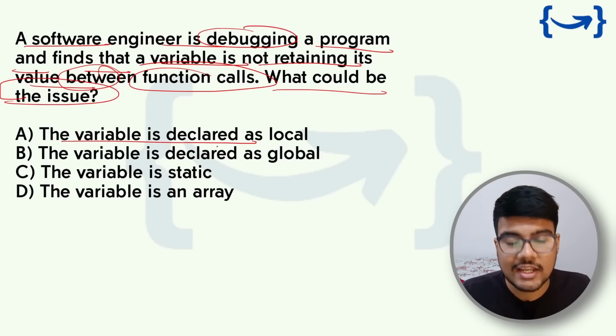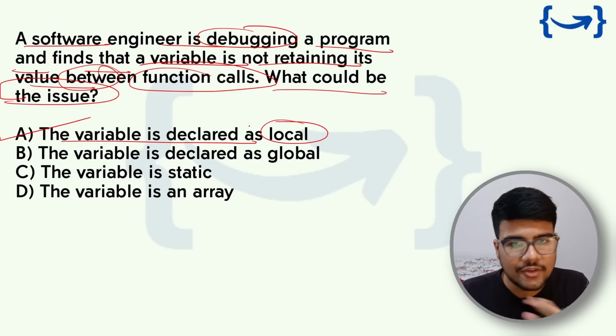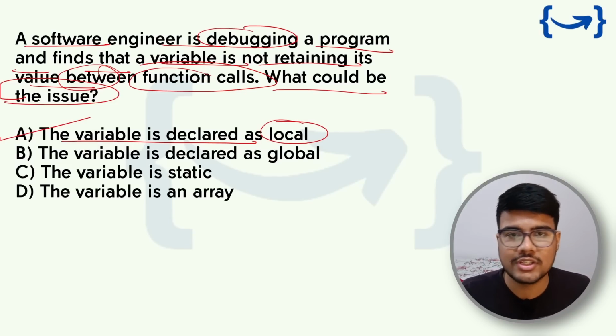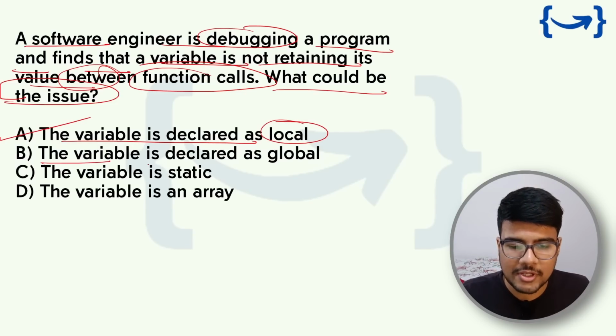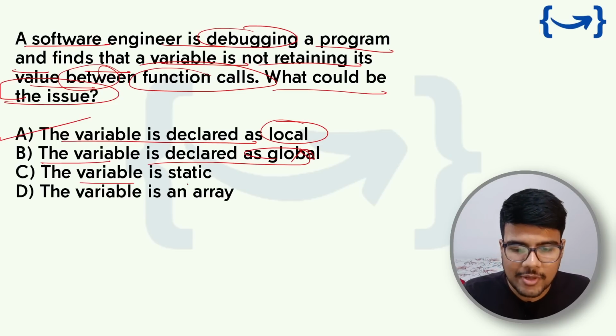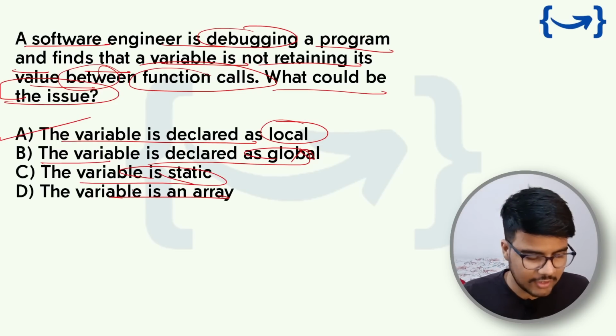The variable is declared as local. Yes, if the variable is declared as local, then definitely you will not be able to retain the values across function calls. The variable is declared as global? No. A variable is static? No. An array? No. So the correct option is A.